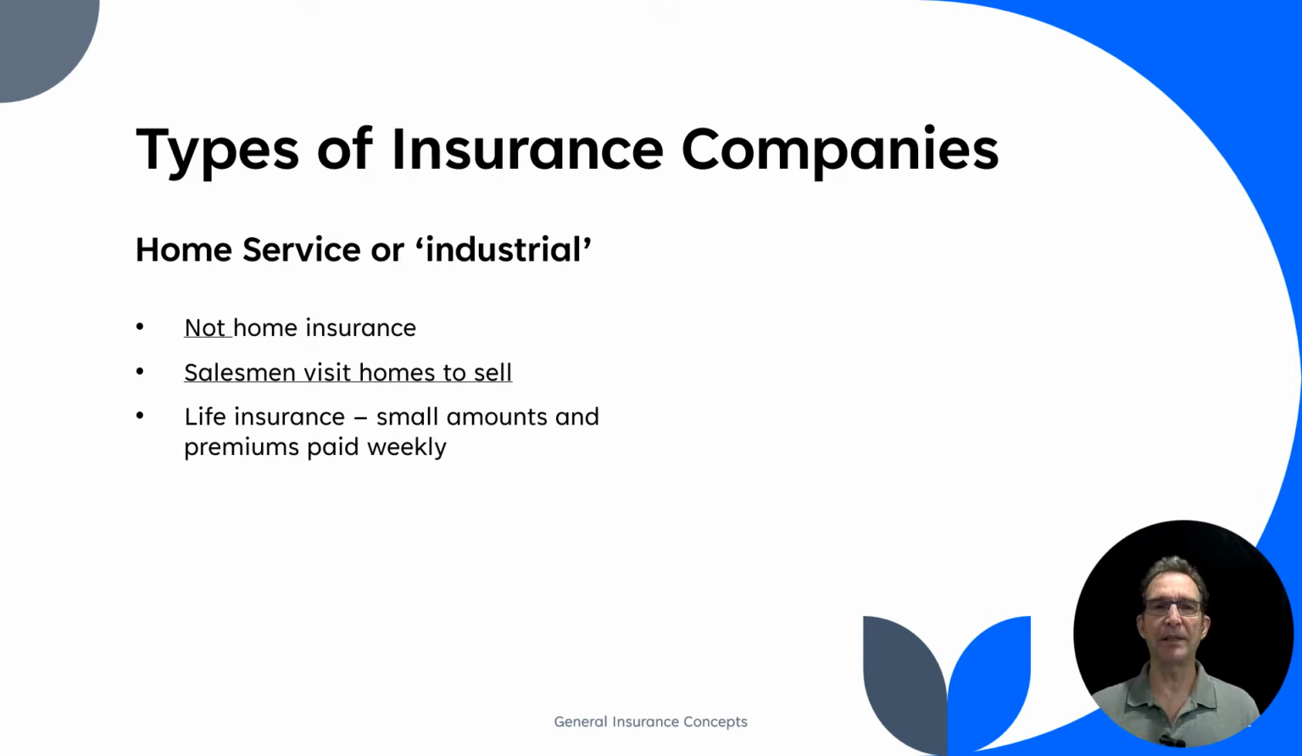These are typically small amounts, and premiums are often paid weekly. So it's something that's marketed and sold, and it's easy for people to buy. Somebody comes along, sells it to you, you can afford it, you can make those weekly payments. So think of home service or industrial as the agent doing the service in terms of selling a product affordable to people. Again, small amounts of life insurance typically that people can pay for.